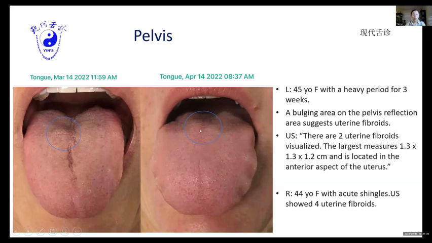This is two females. On the left side is a 45-year-old female with a heavy period for 3 weeks. When I looked at the tongue, I said, oh, you have a uterine fibroid. This is shown in the blue circle. She went for an ultrasound, which showed she has 2 uterine fibroids. The right side is a lady presenting with shingles. When I saw her tongue, I said, oh, you need to have an ultrasound. She did, and it showed 4 uterine fibroids.